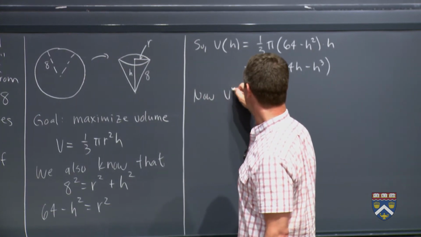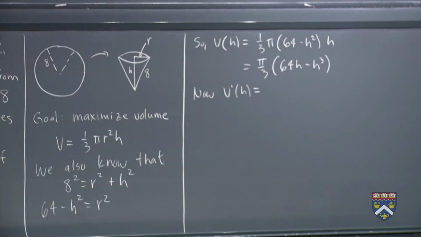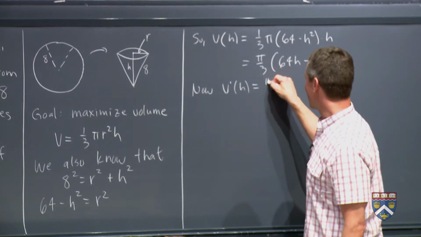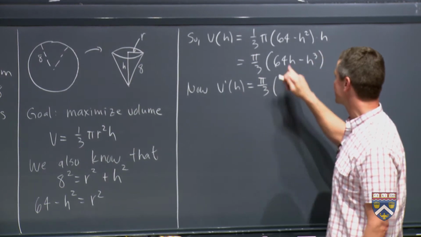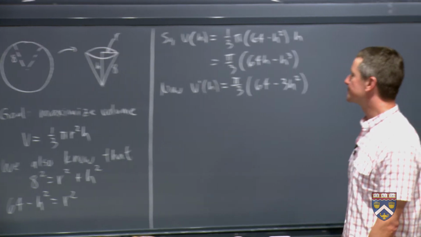All those derivative rules that we learned, they're coming in handy now, aren't they, to optimize all of these different situations. Pi over 3 is a multiplying constant. One of our rules says that stays. The derivative of 64h is 64 minus 3h squared.